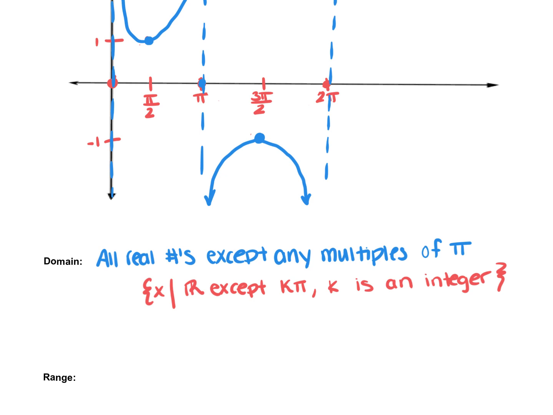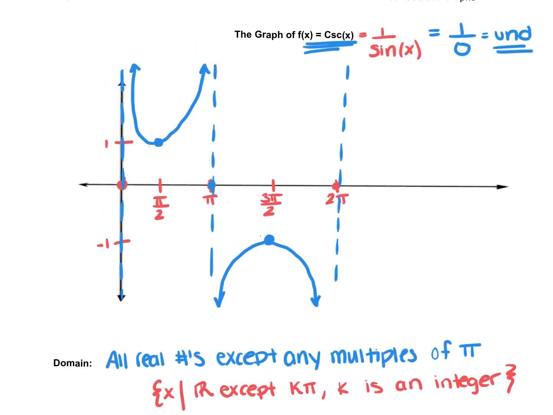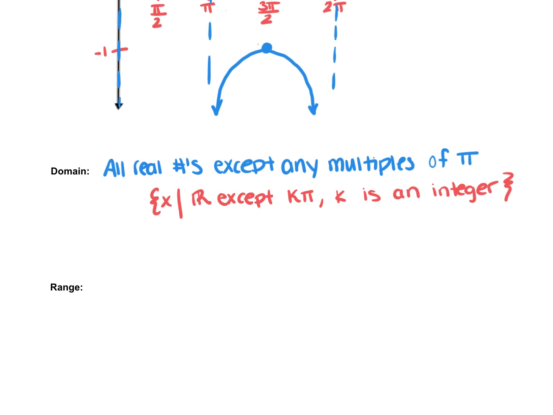Okay, range. Range is how tall the graph is. So we see that the range starts here at 1 and goes up to infinity. But then there's no graph in between 1 and negative 1. That's okay, that's not part of the range. But then we have from negative 1 down. So we can write the range in 2 parts. We can say that the range is from 1 to infinity.